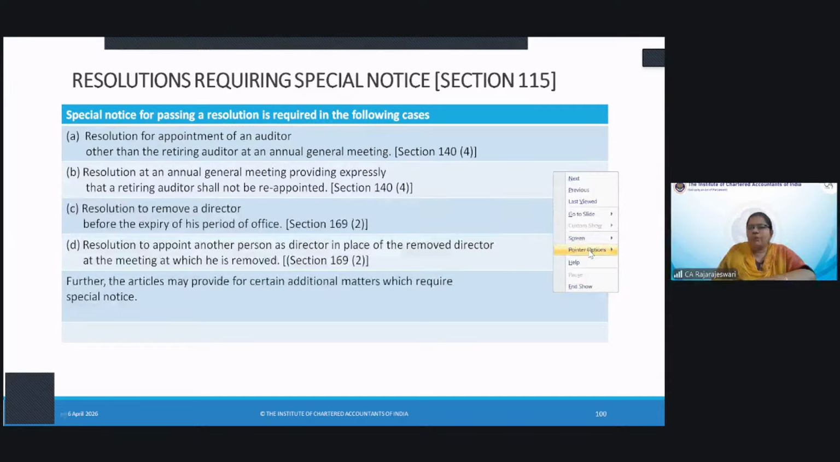So you have the resolution for appointing or reappointing an auditor other than the retiring auditor. Suppose Mr.